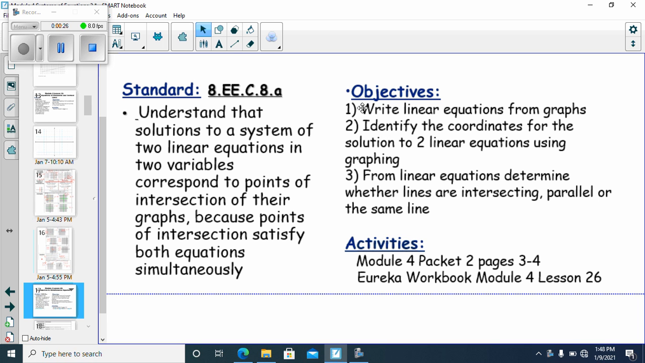So what we're going to do here is write linear equations from graphs. That's a review of what we've been doing. Then we're going to identify the points where those two linear equations intersect, the solution to the system of linear equations. And then from linear equations, we're going to determine whether the lines are intersecting, parallel, or the same line. All this material comes from the packet, pages 3 and 4, and from the Eureka Workbook, Module 4, Lesson 26.